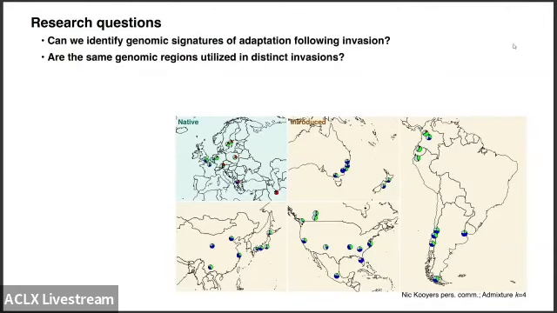Specifically, we can ask whether we can identify genomic signatures of adaptation following invasion, and whether we're seeing the same genomic regions utilized in these distinct invasions.